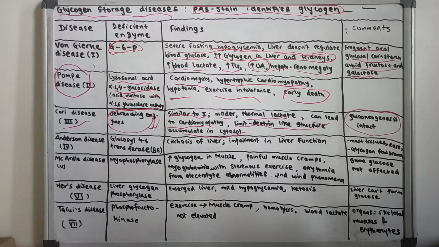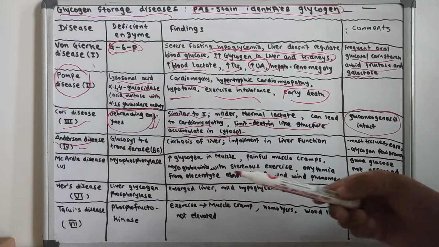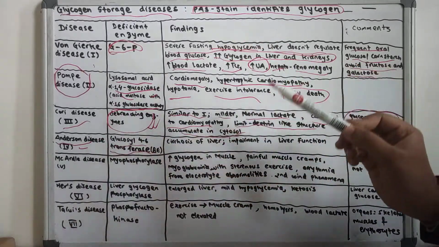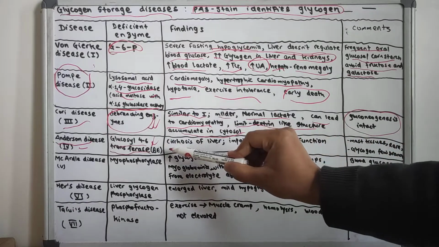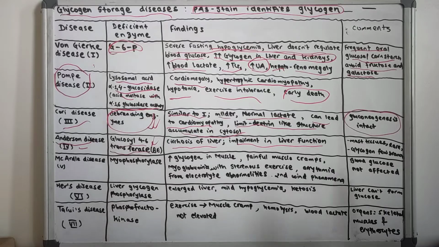Now let us talk about type 4 glycogen storage disease, Andersen disease. There will be deficiency of the glucosyl 4,6 transferase enzyme, which is the branching enzyme. What are the findings in Andersen disease? There will be cirrhosis of the liver and impairment in liver function. Most of the tissues are affected. Andersen disease is rare, and glycogen has few branches due to the deficiency of the branching enzyme glucosyl 4,6 transferase.